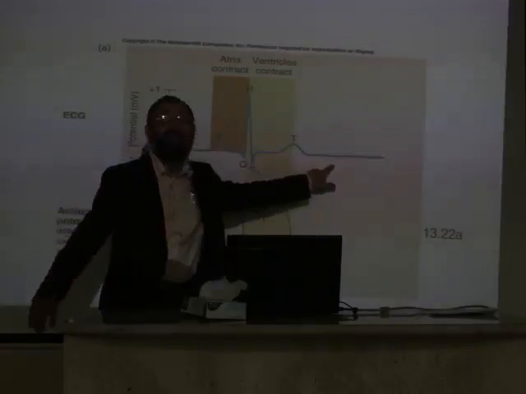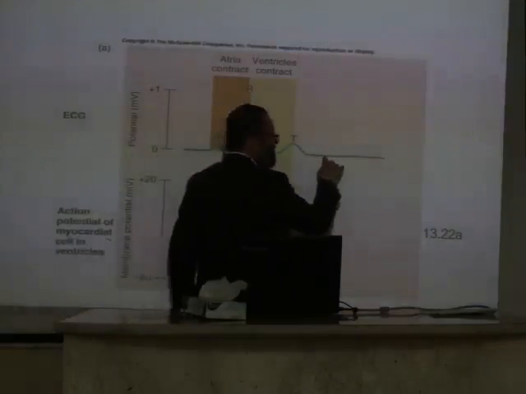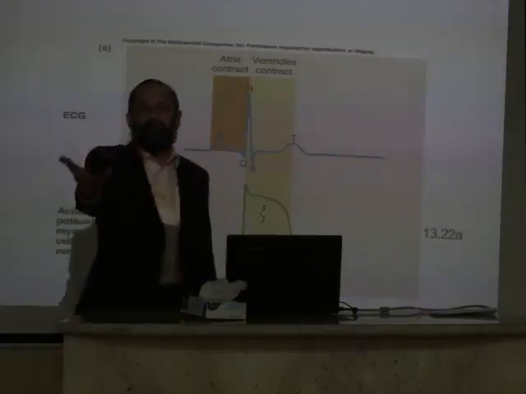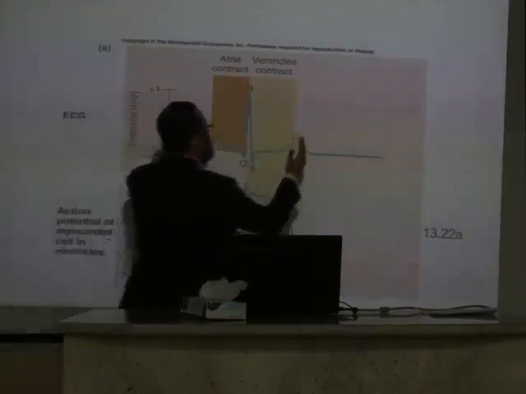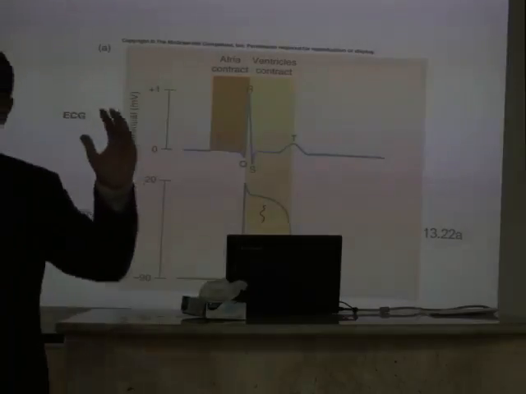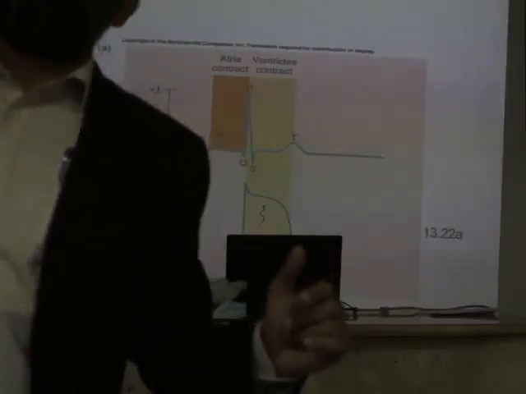And again after that, you have the isoelectric line. After T, what do you have here? The next P wave. Okay. This is showing you a complete set of electrical activity of the heart, starting from the P and finishing at T. And again, your journey will start from the P wave and the same sequence will be repeated again. Okay?